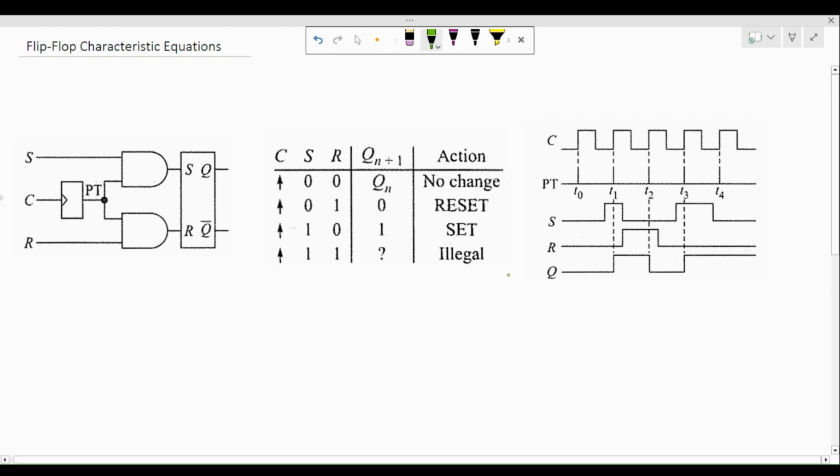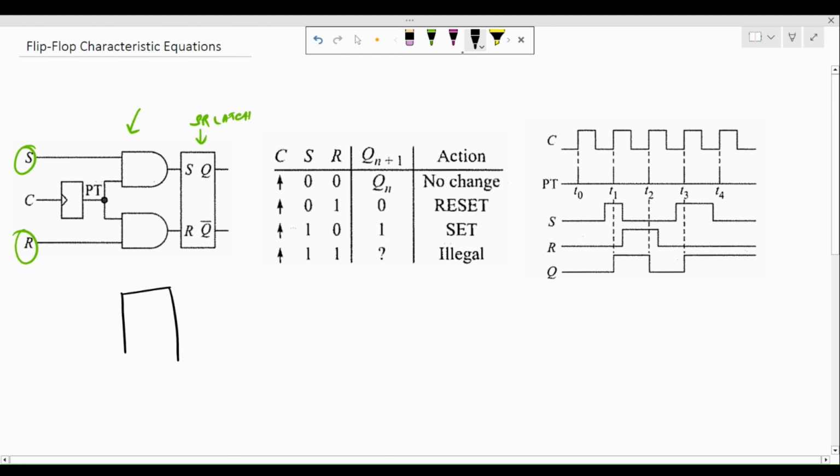If you observe this configuration on the left, this is basically the SR latch, and to it we are connecting a clock pulse. The clock pulse is going to go into the S and R inputs through an AND gate, where the other inputs to the AND gates are the actual S and R that we provide from the external inputs. All this put together, along with the clock pulse and the SR latch, is called the SR flip-flop.